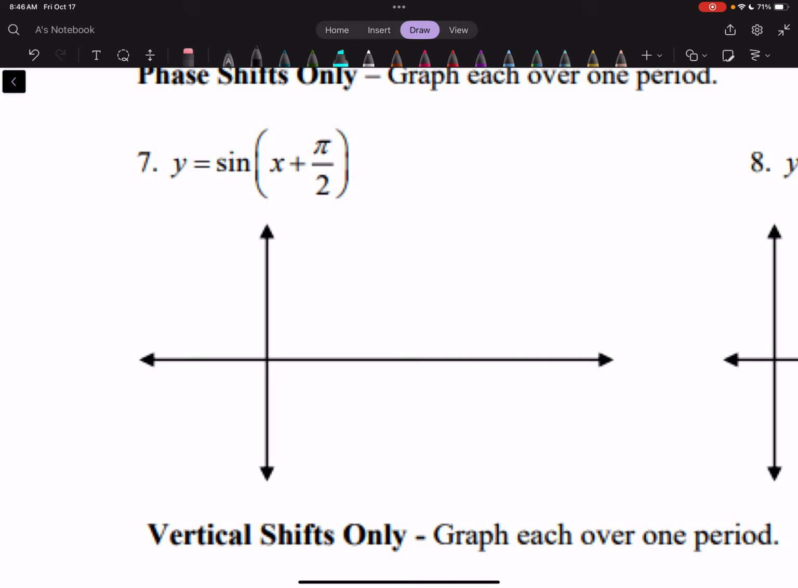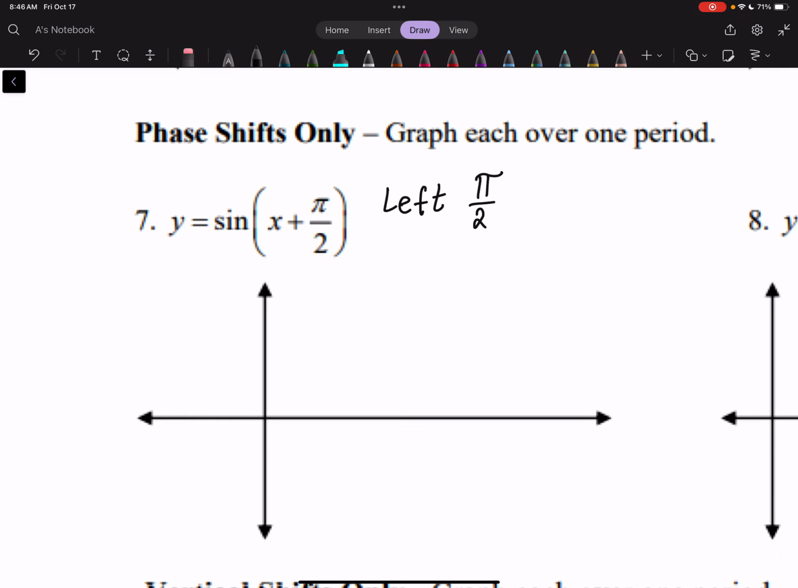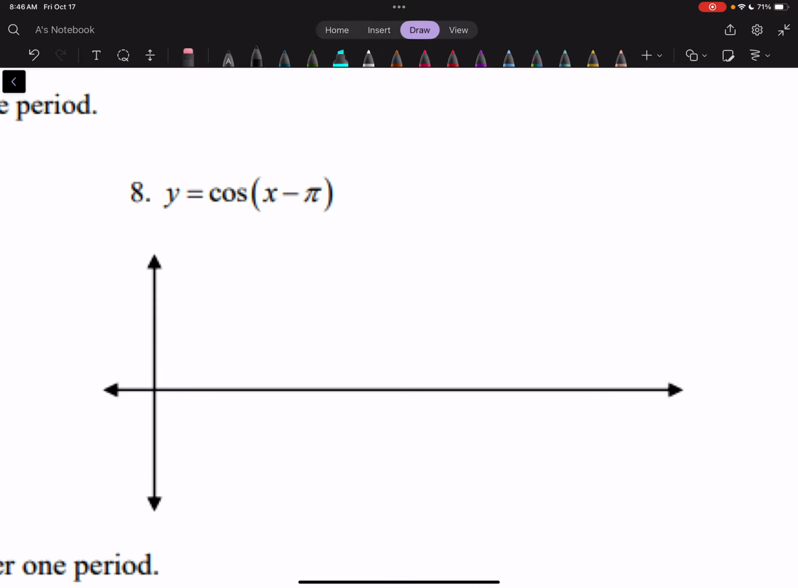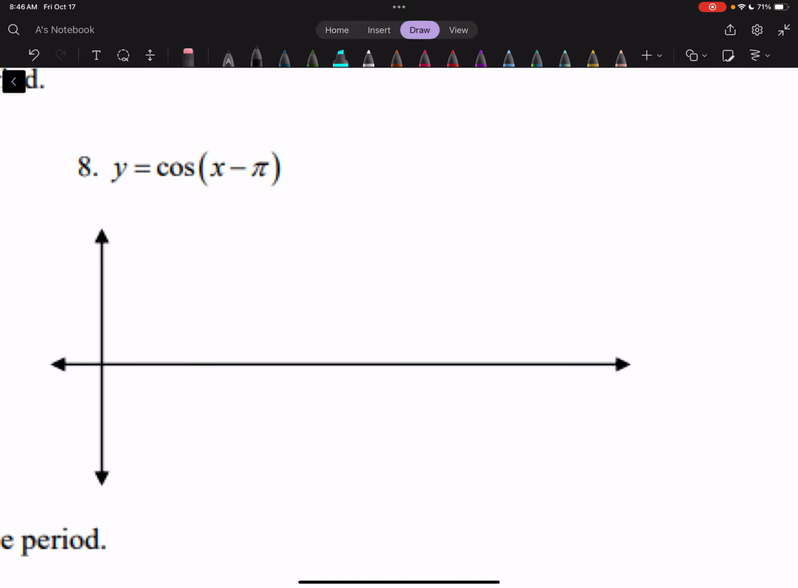Phase shifts. This is going to be left pi over 2 units. Let's do a cosine one. You can have the left pi over 2 as a freebie. You can use that whenever you do your practice problem. This is right pi units.